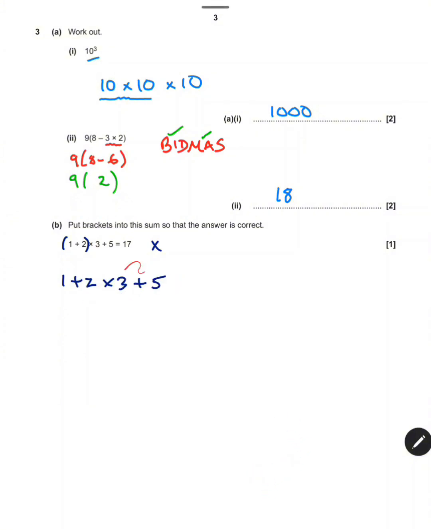I might try putting some brackets around this part. And again, if I do brackets first, I can work this bit out first. And 3 add 5 is 8. I'm going to be left with 1 add 2 times 8. Following BIDMAS still, multiplication first. 2 times 8 is 16. And 1 add 16 is the 17 that I was looking for.